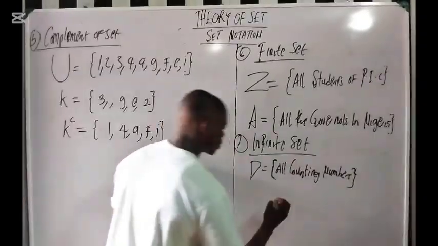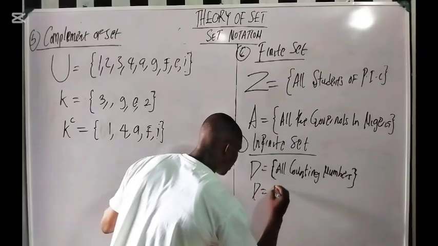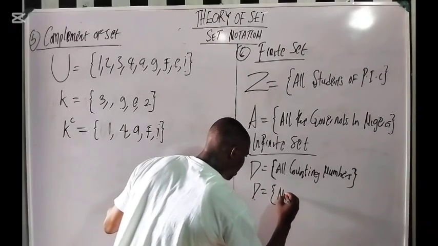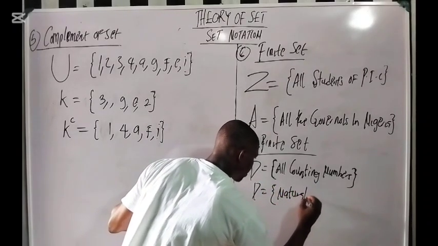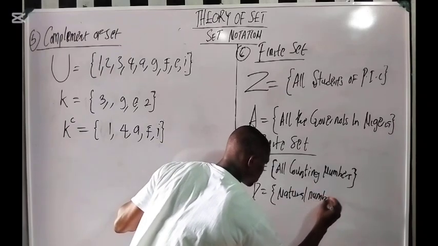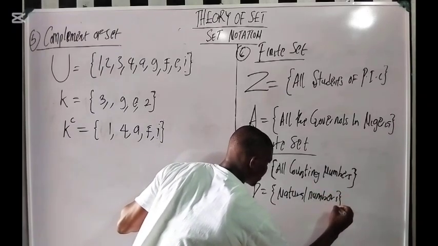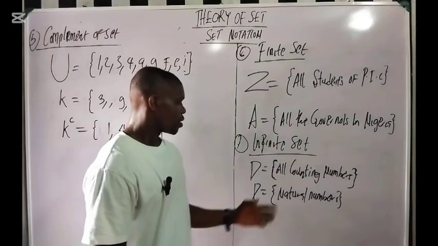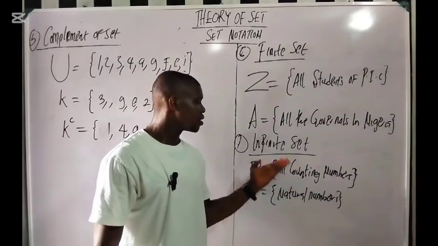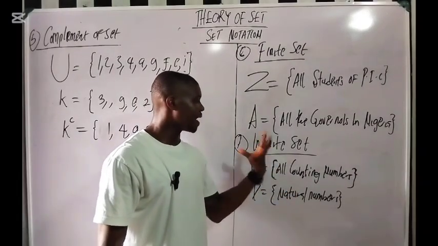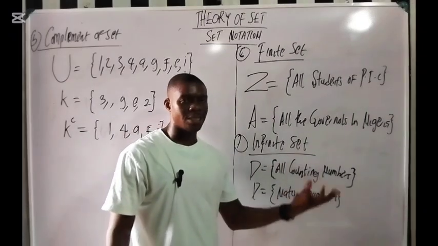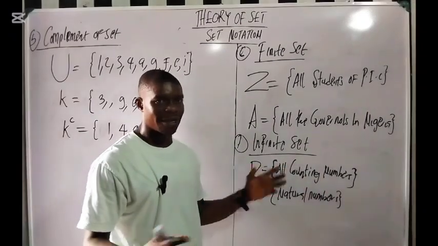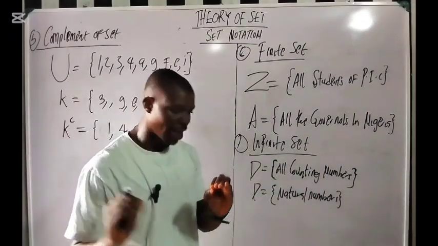Natural numbers. So if a set is infinite, it means that it can be a counting number or a natural number. This is what you want to put in your mind, right?